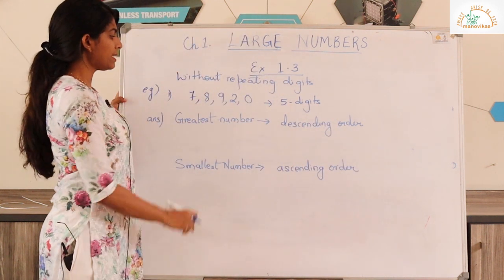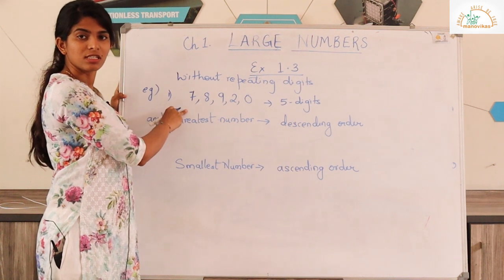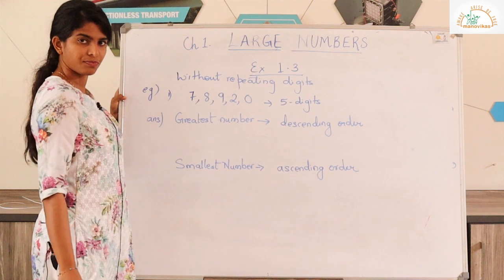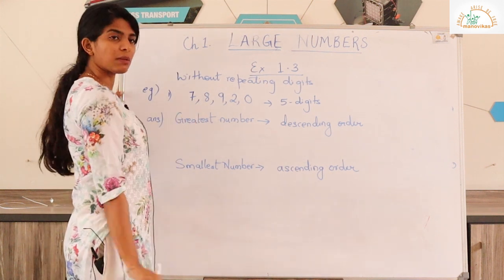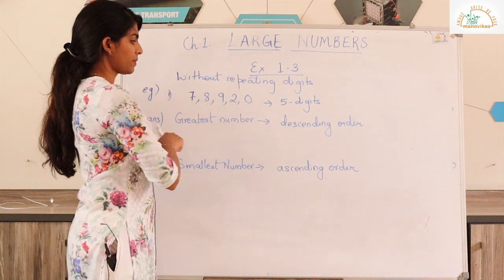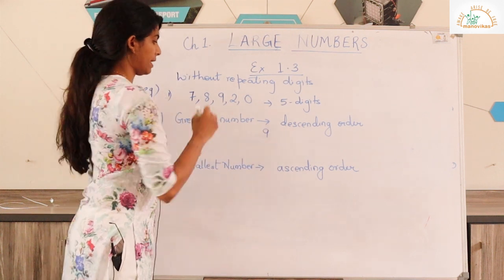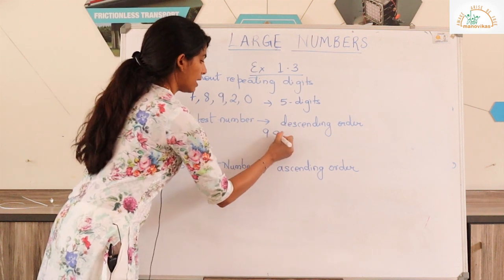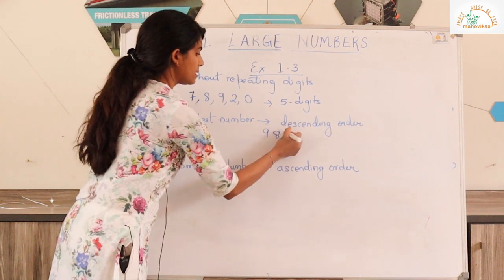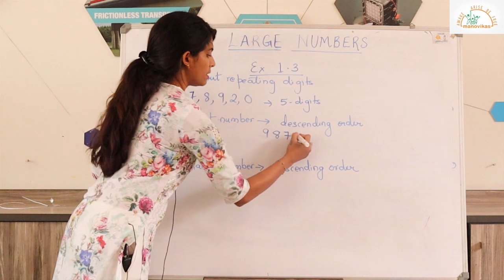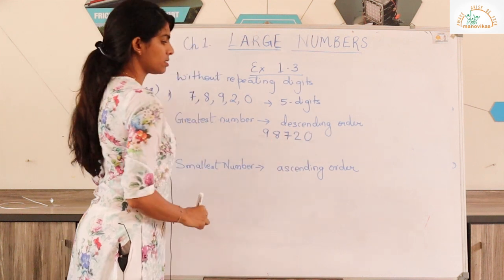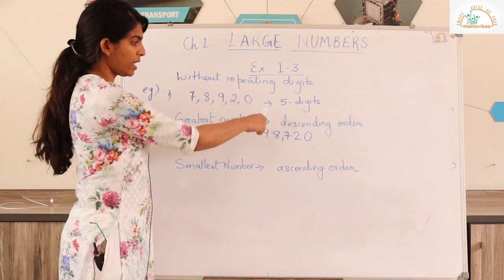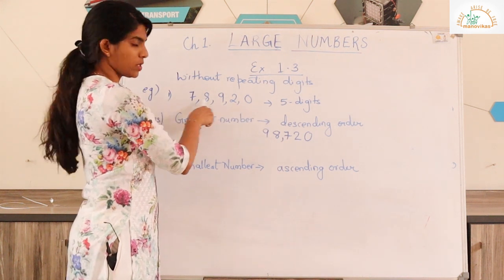So let's make the first number, that is the greatest number, with these given digits. Now if you see, can you tell me which is the greatest digit here? Yes, it is 9. So I write 9 here. Okay. Next is 8. Next is 7, 2, 0. So this is the greatest number I can make out of the 5 digits which are given here.